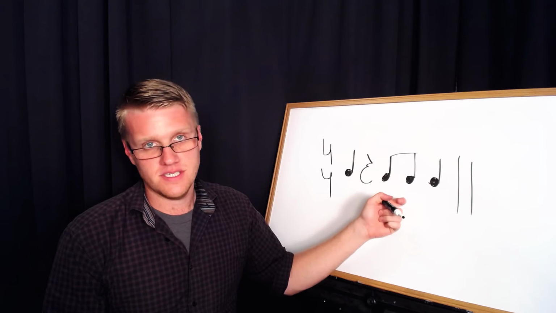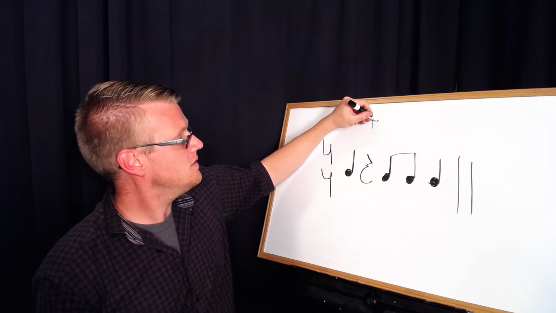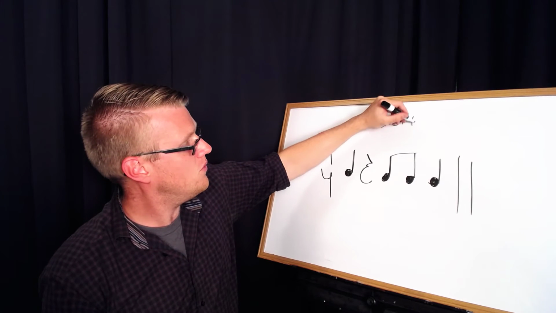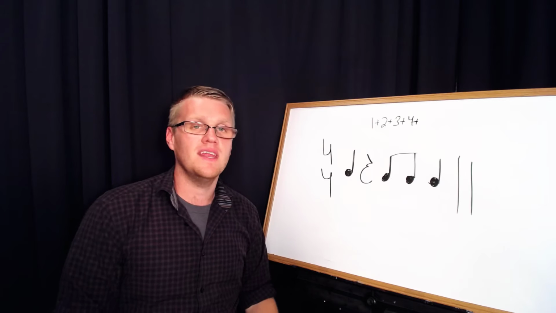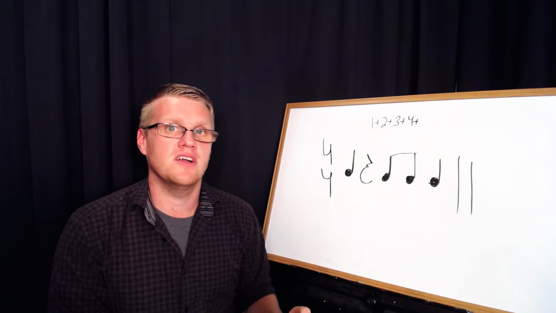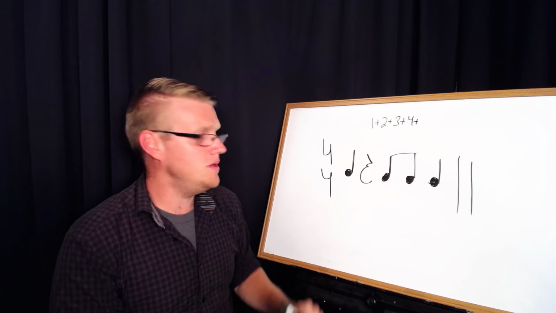I have eighth notes here. That means I have to use eighth note subdivision. Eighth note subdivision looks like this: 1 and 2 and 3 and 4 and. That's what I'm going to use. It's going to help me stay in time. When you're writing in counts, each measure starts with beat 1. No matter what time signature you're in, you're always on beat 1.